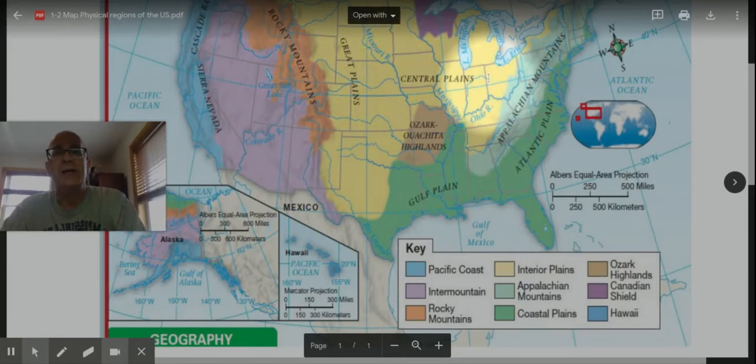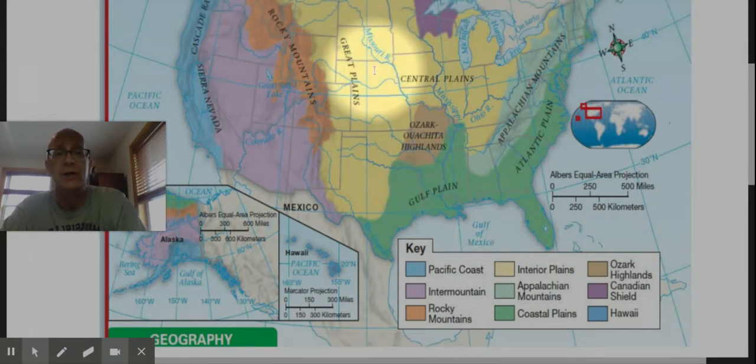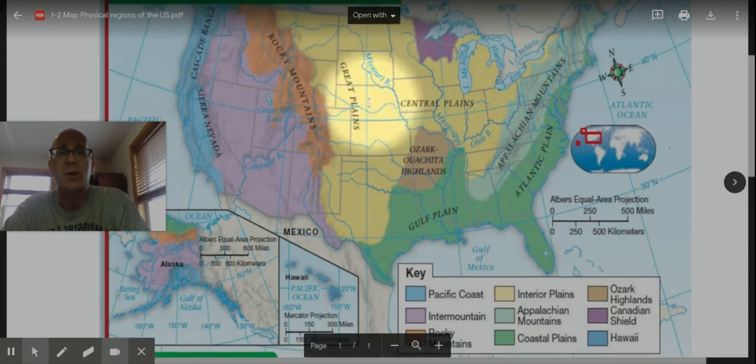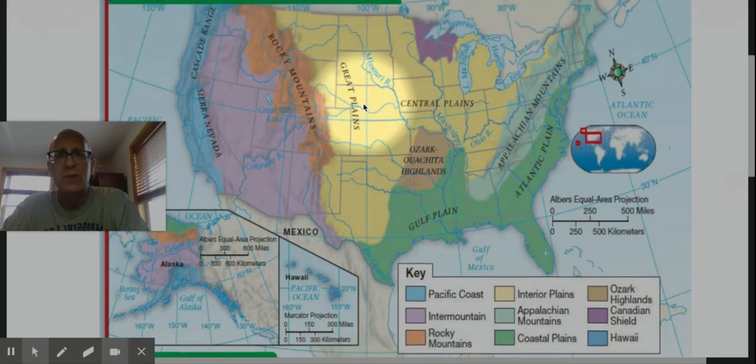The interior plains, which are recognized on the map by the yellow color, are rich in natural resources and fertile soil. Fertile means soil that is very, very good for growing crops. And as a result, the interior plains, a lot of the area in this yellow region here, are among the best farmland in the country, and it's used to feed many, many hundreds of millions of Americans with crops that are grown in that yellow region of the country.